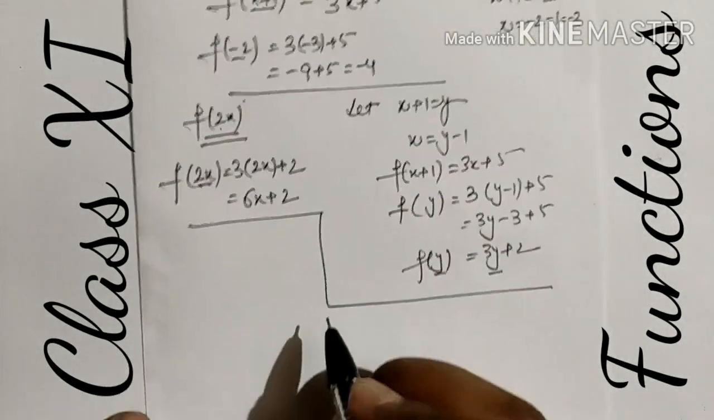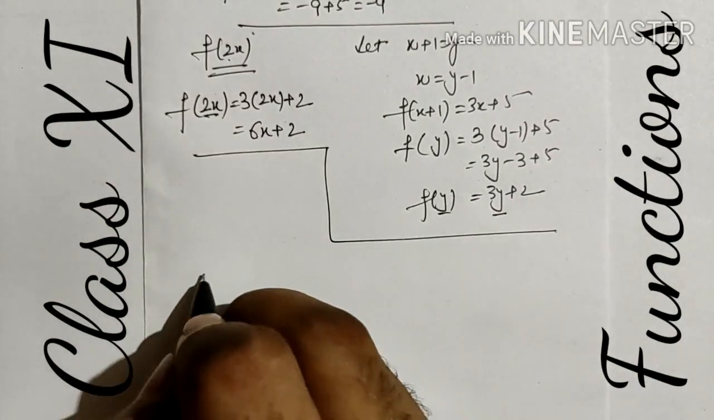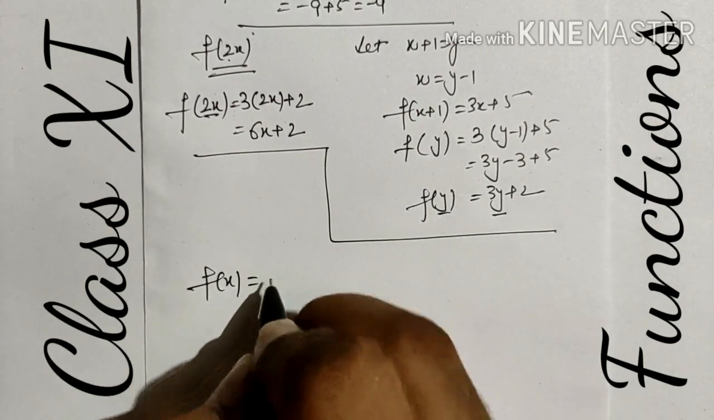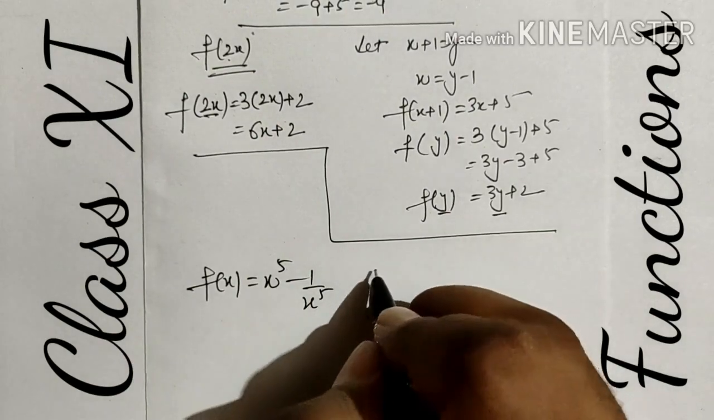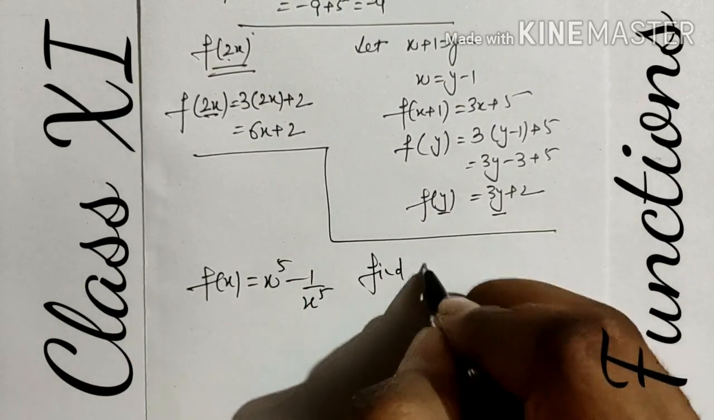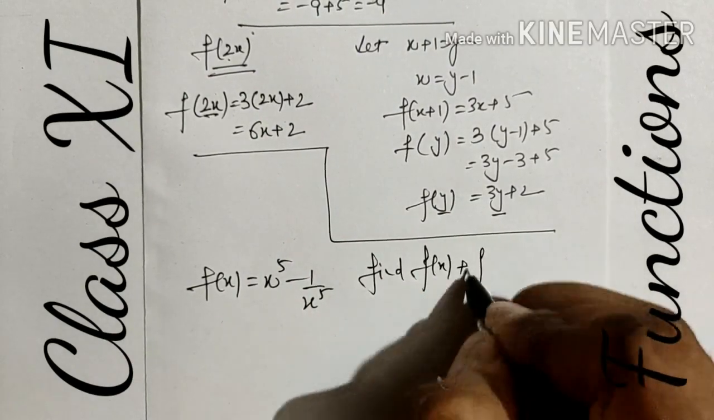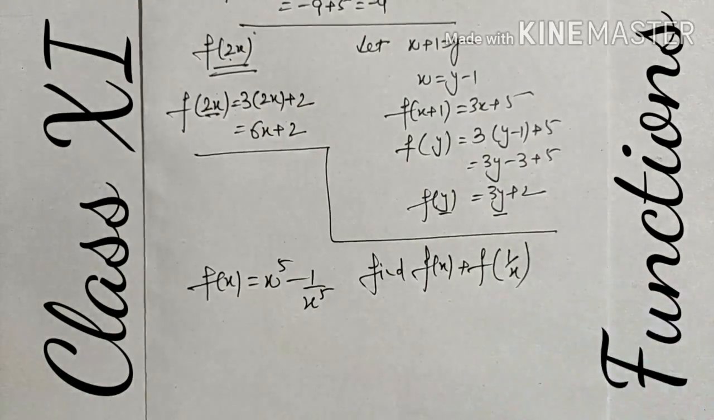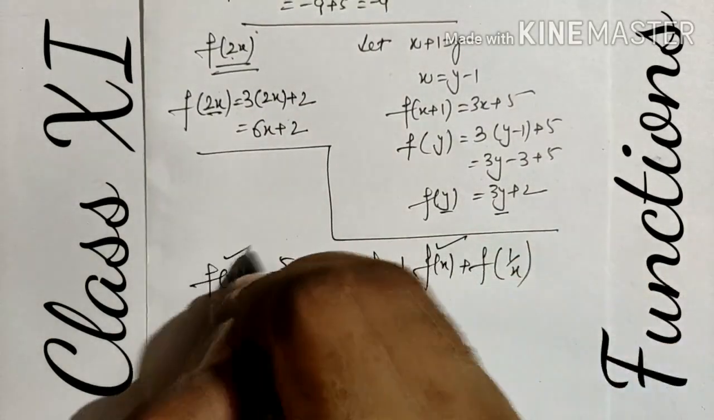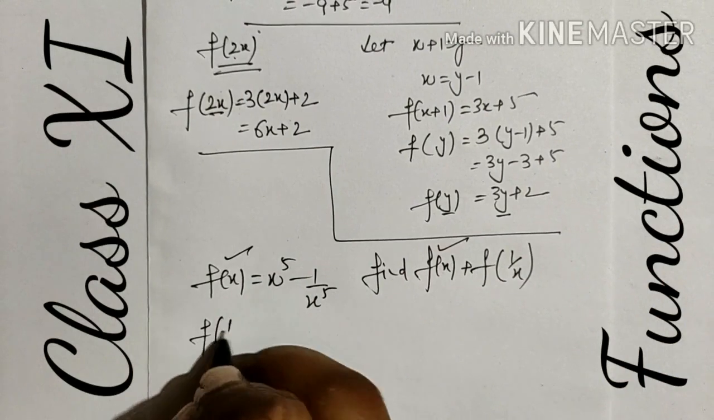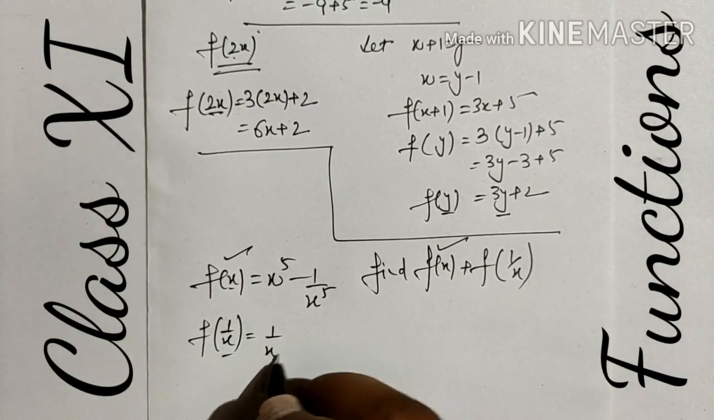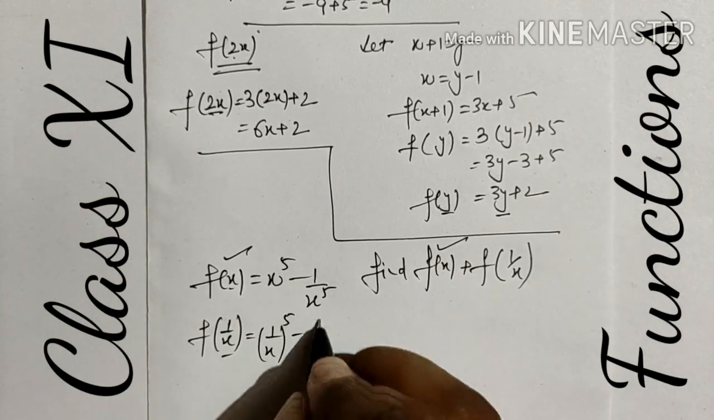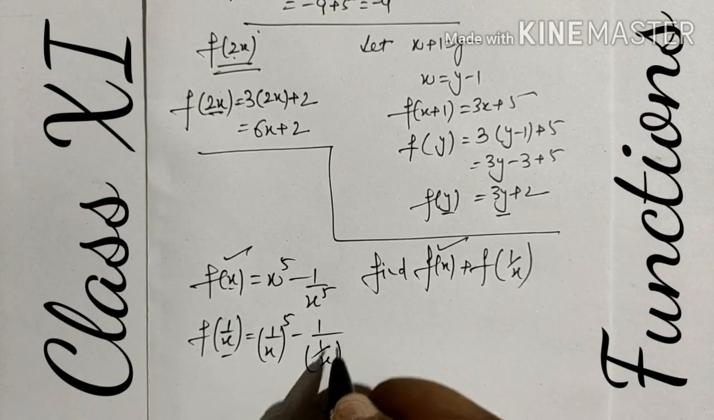Another example we are taking here. The question is given like this. f of x is given by x raised to power 5 minus 1 upon x raised to power 5. We have to find f of x plus f of 1 by x. If we see here, f of x is already given. f of 1 by x means replace x by 1 by x. So we are changing here. Replace x by 1 by x.